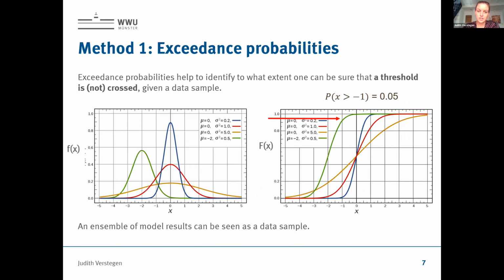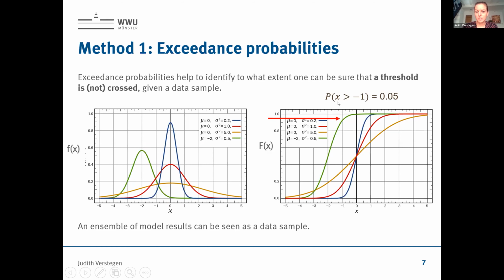To answer the first question, we can use the concept of exceedance probabilities. Exceedance probabilities help to identify to what extent one can be sure that a threshold is or isn't crossed, given a data sample. If your data sample is, for example, the one depicted by this distribution over here, with a mean of -2 and a standard deviation of 0.5, then the first thing you have to do to compute an exceedance probability is to translate that to a cumulative distribution as shown here on the right.